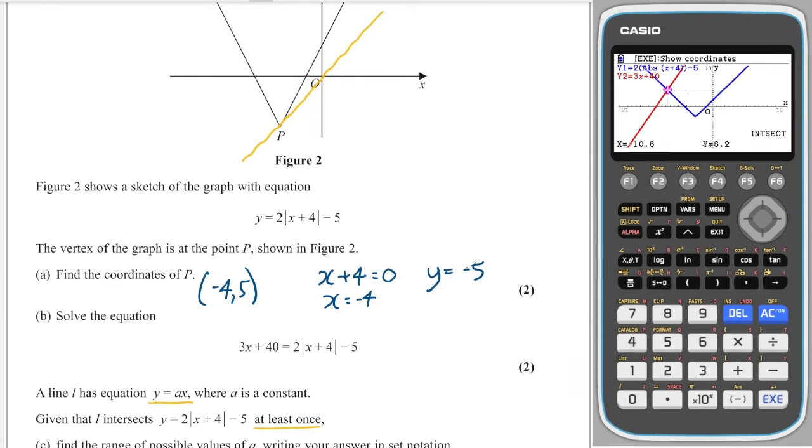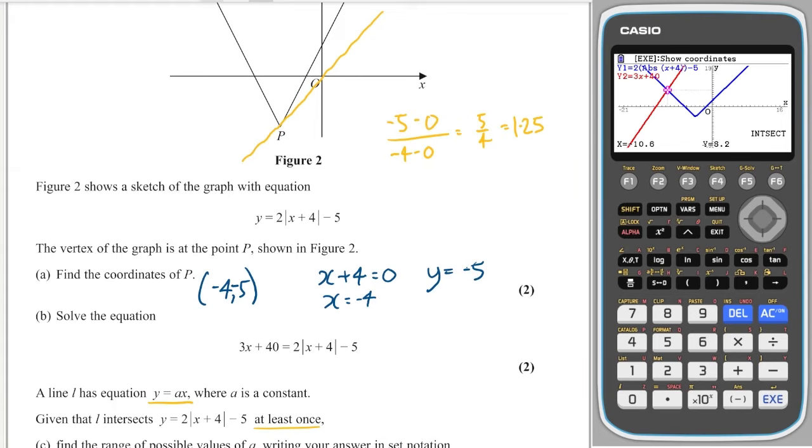So this point P and the point O are 2 points on the graph. So I can do the change in the, sorry, this should be minus. I should do minus 5 minus 0 over minus 4 minus 0, and we get a gradient of 5 over 4, or 1.25.